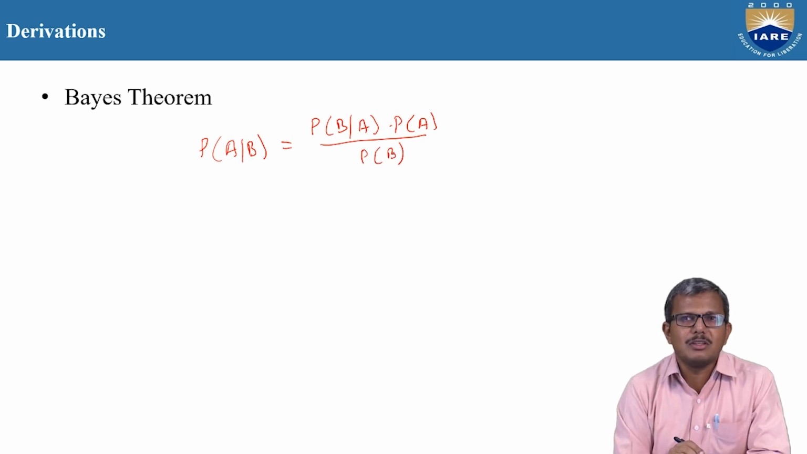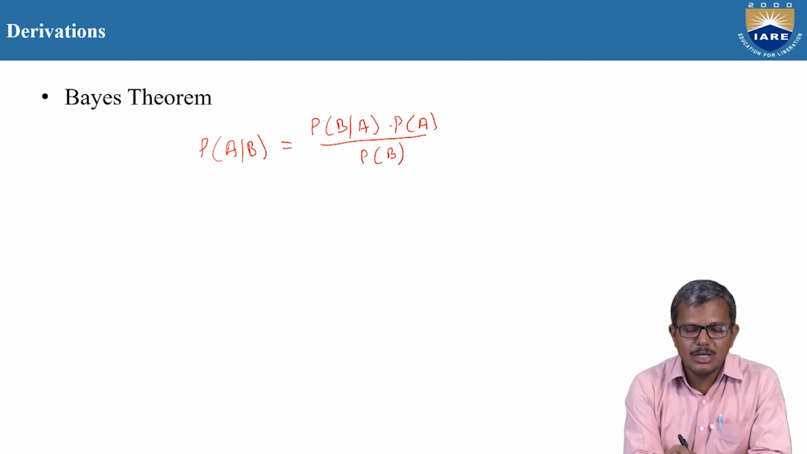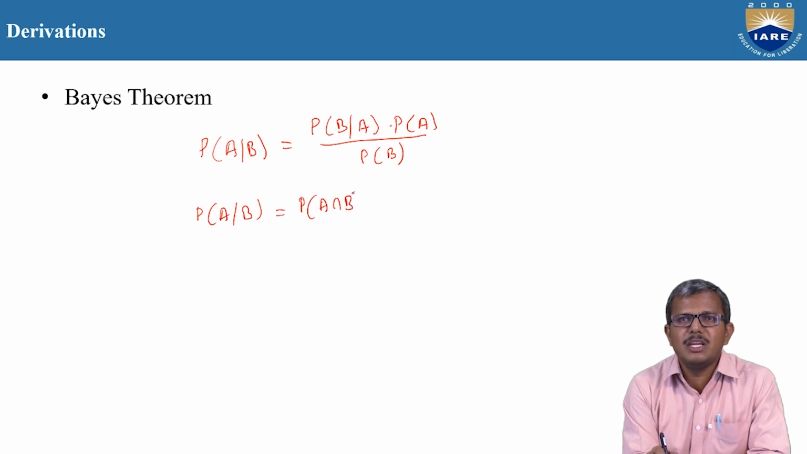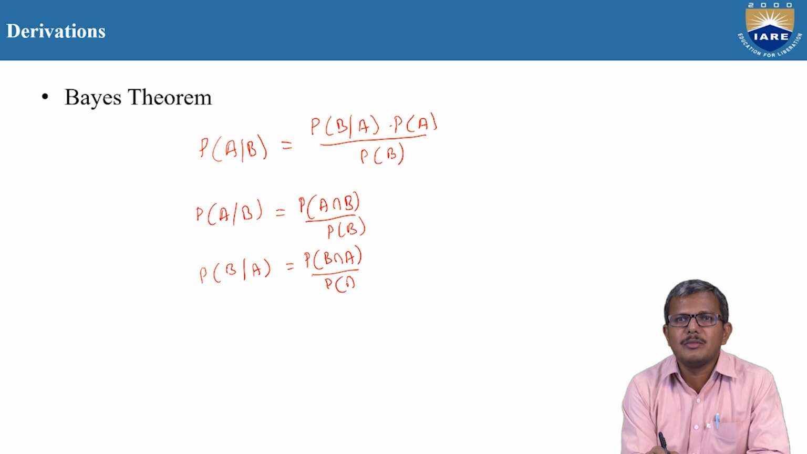This is a mathematical equation, but we should understand how it has been derived. Whenever I say the conditional probability of A for a given B, according to the conditional probability we represent it as P of A intersection B by P of B. Similarly, if I say the probability of B for a given A, then it becomes the probability of B intersection A by the probability of A.